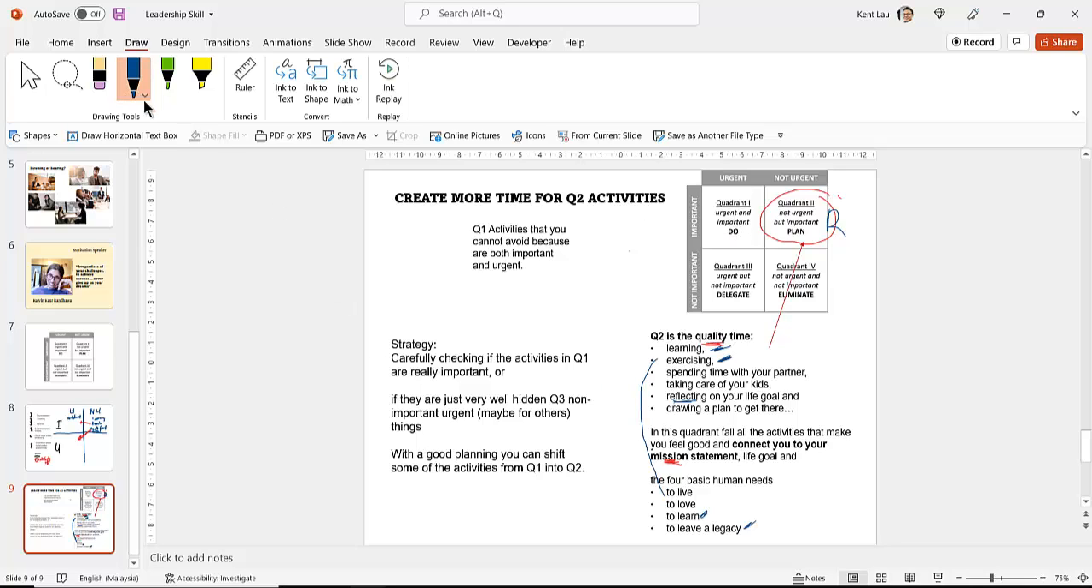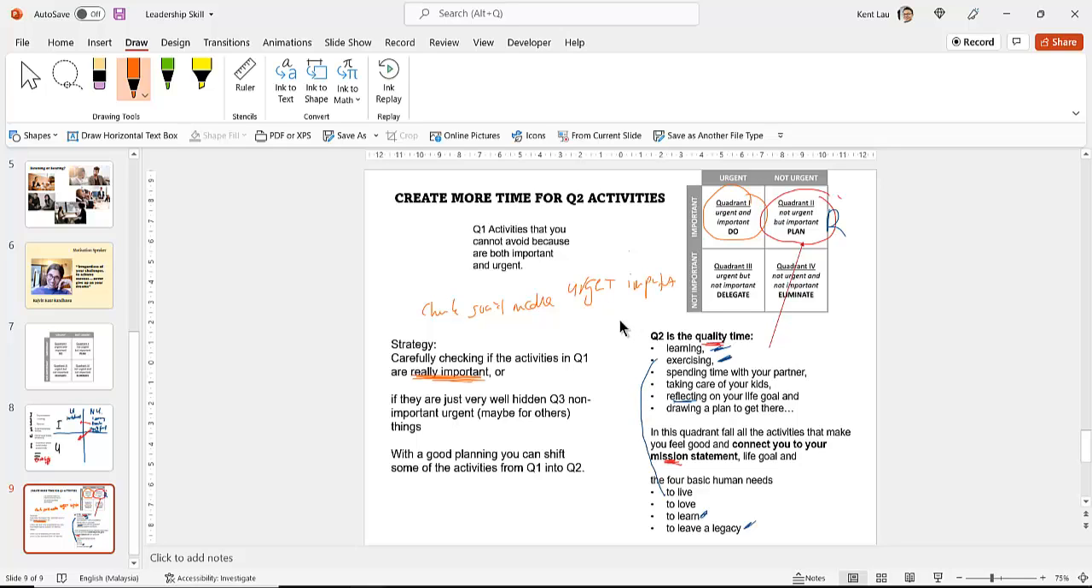It also says that for quadrant one here, there's some strategy. Whenever you put something here that is important and urgent, you want to find out whether that item is really important. A lot of people, and I include myself, check social media. That is urgent, and we mistakenly think that it is also important, but is it really important?